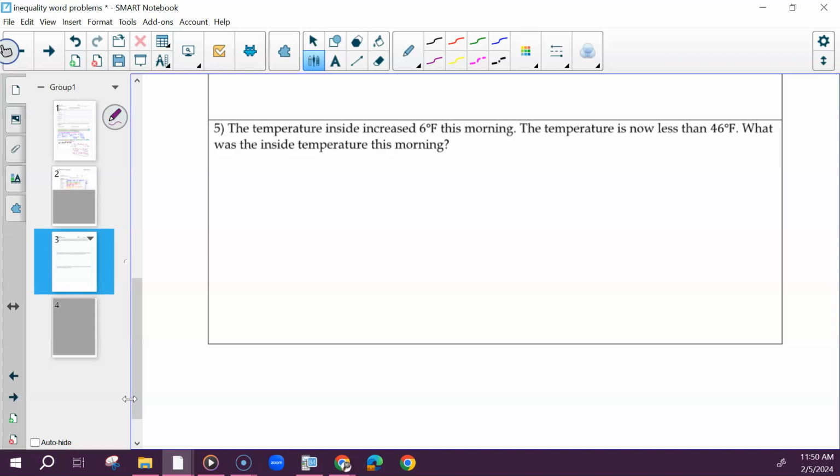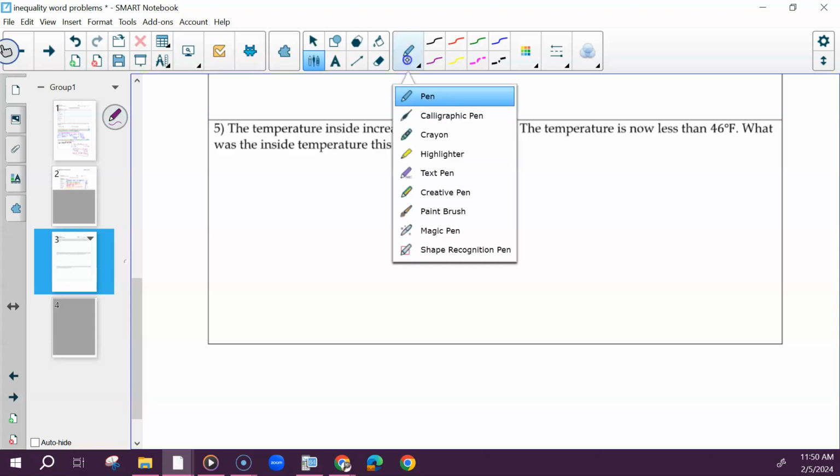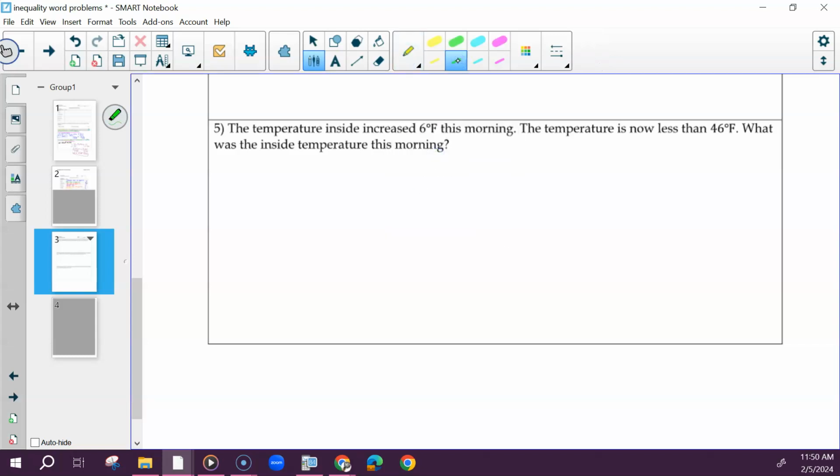For number 5, the temperature inside increased 6 degrees Fahrenheit this morning. The temperature is now less than 46 degrees Fahrenheit. What was the inside temperature this morning? What's important there? Less than 46. Increase 6. And what are we looking for? So less than, we're going to use less than. Increase would be which operation? Plus.